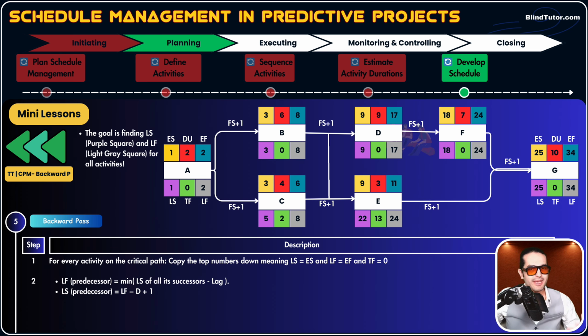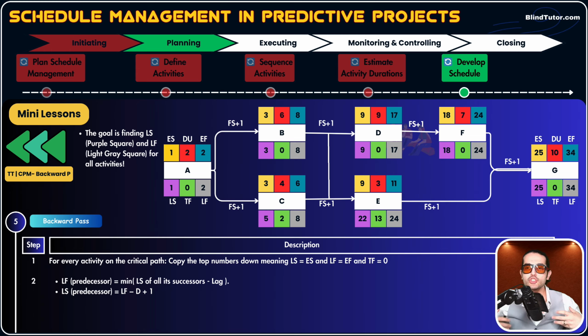We do forward pass, backward pass. We do CPM to develop our schedule. Why do we need TF? Why did we calculate TF? Why did we calculate late finish, late start? Why do we need them? Guys, in projects, sometimes you have to, or you must, start an activity later because your resource or your equipment is not available, okay?